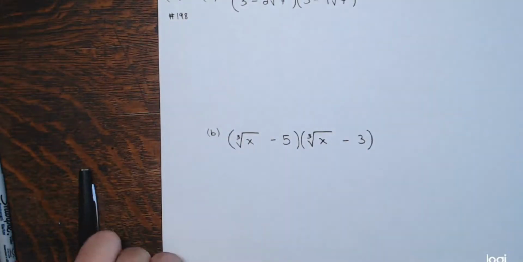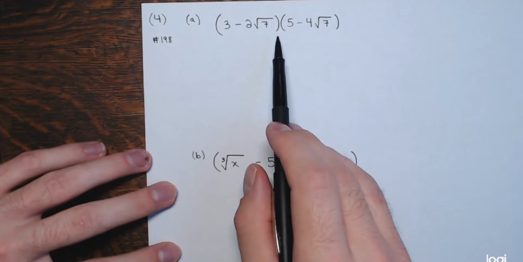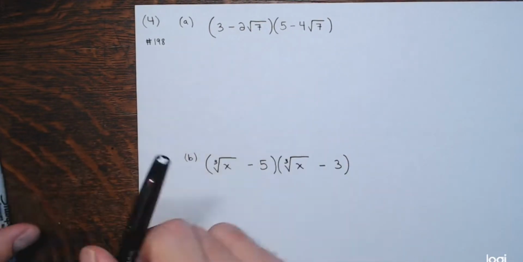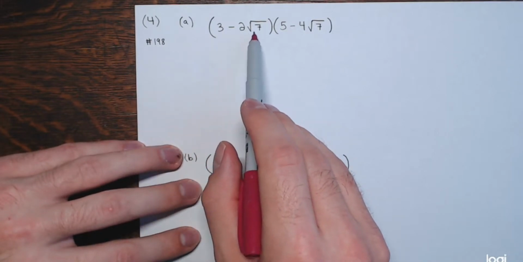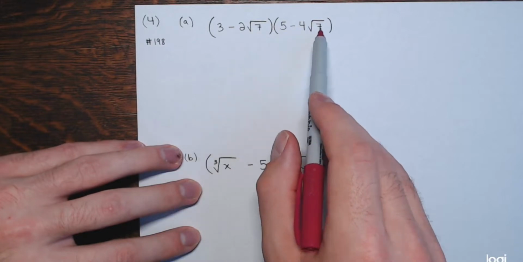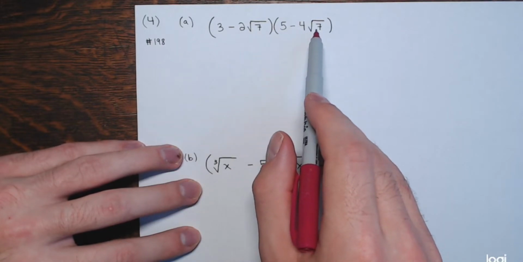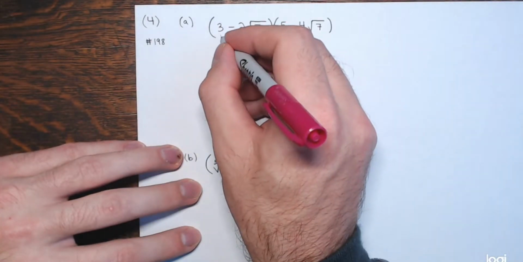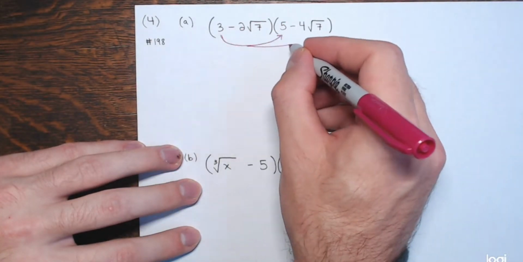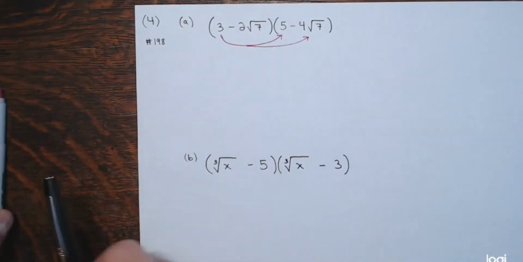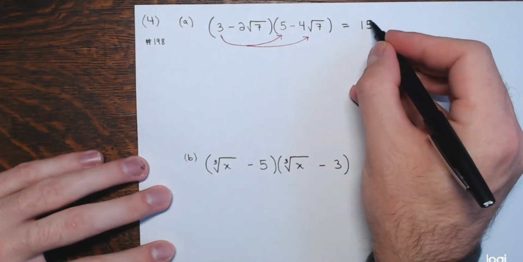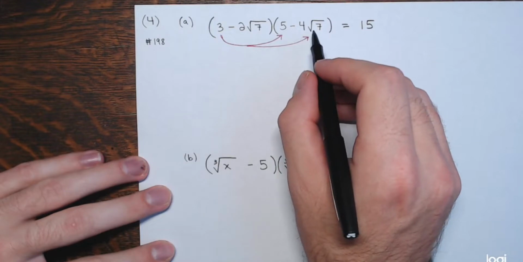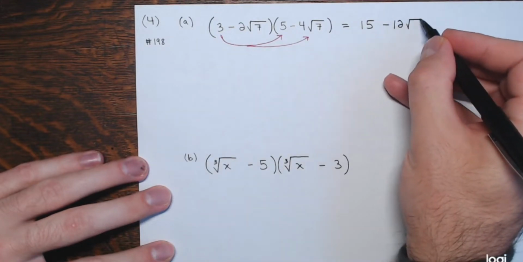All right, so number 4, that corresponds to exercise 198. I'm doing the same stuff, right? So I have 2 terms, 3 minus 2 square roots of 7, times another 2-term expression, 5 minus 4 square root of 7. So first I'll distribute the 3 to this 5 minus 4 square root of 7. Okay, so 3 times 5 is 15. And then 3 times negative 4 is negative 12 times the square root of 7. Right? Don't forget the times the square root of 7.